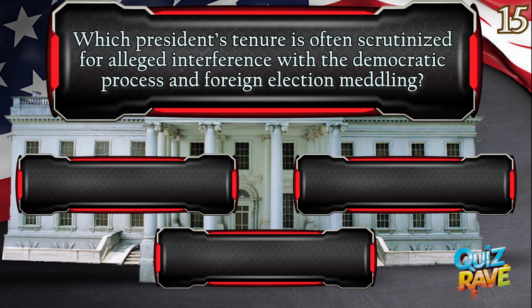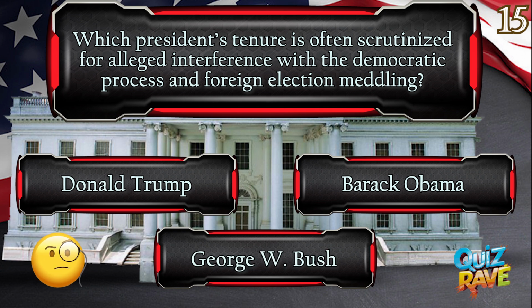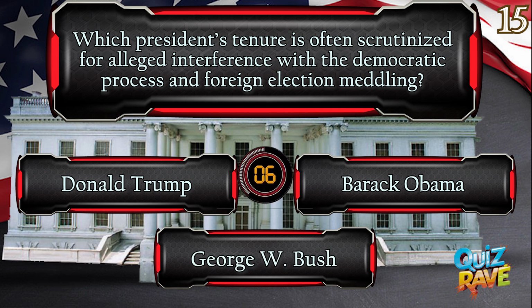Which president's tenure is often scrutinized for alleged interference with the democratic process and foreign election meddling? Barack Obama, Donald Trump, George W. Bush. Correct answer, Donald Trump.